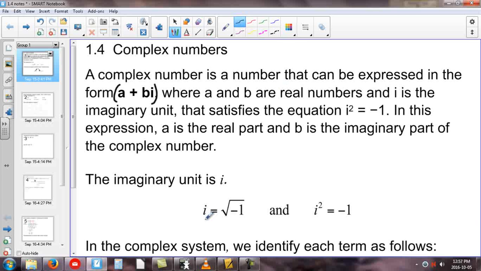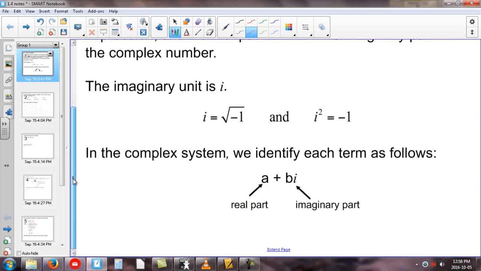In other words, i is the square root of -1, which we already knew, and remind ourselves that if we square both sides, the square cancels the square root, and i squared would equal -1. So these are two definitions that we really just need to have with us at all times. Think about them in terms of how we could use that information, okay?